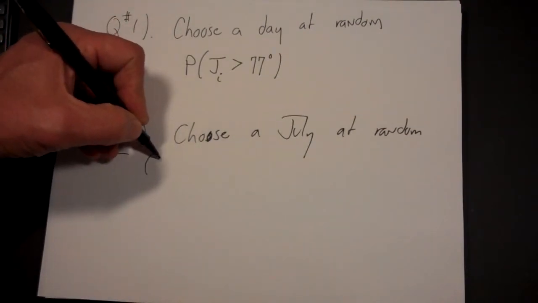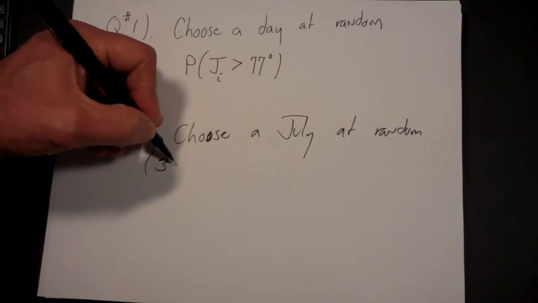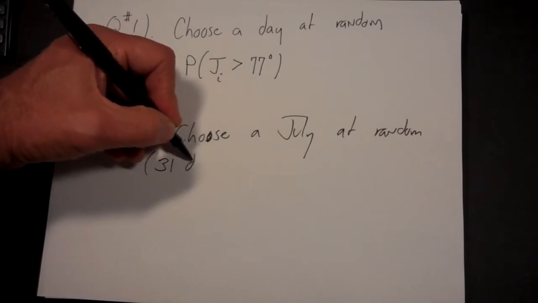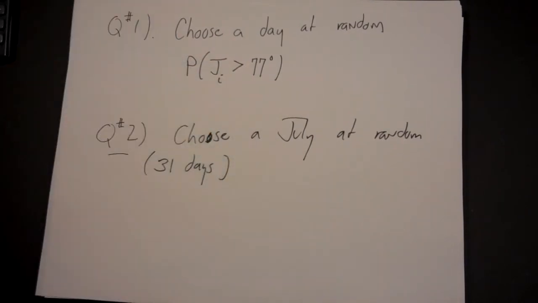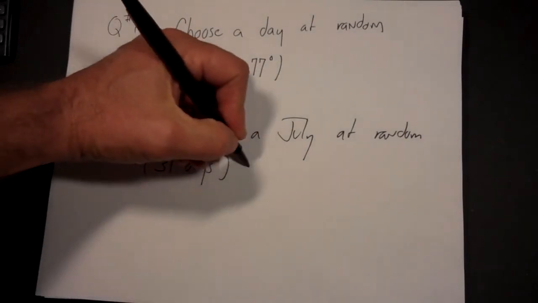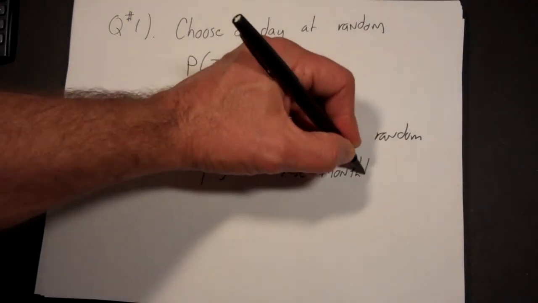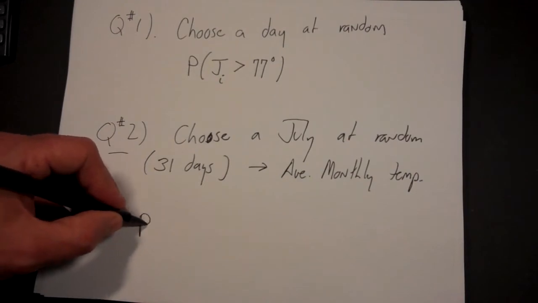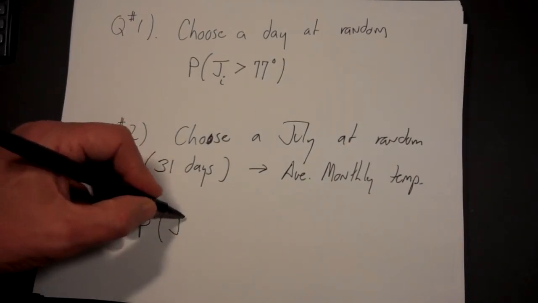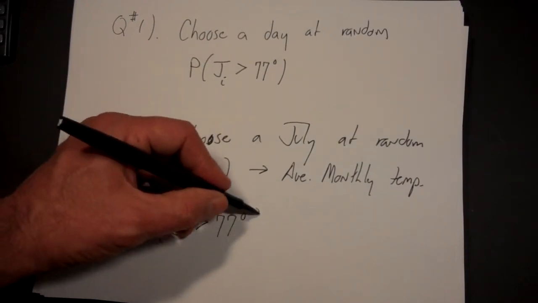I actually don't know if July has 30 or 31 days. Let's use 31 days. I think that's right. If I'm wrong, I'm wrong. So it's like choosing a sample of 31 days and taking the average monthly temperature. And I want you to figure out the probability that this average monthly temperature, let's call it J bar, is greater than 77 degrees.